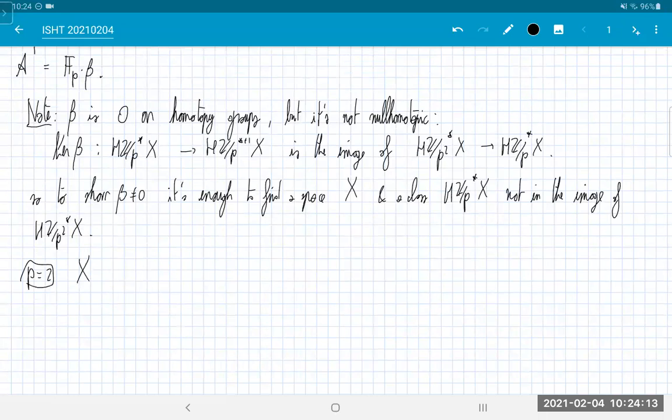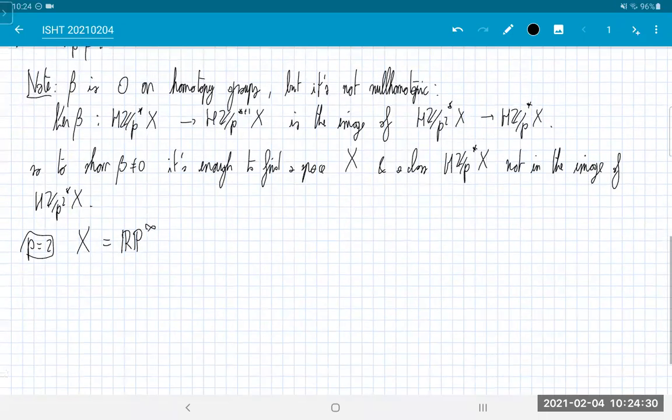Since it's simpler, you can take X some real projective space. Probably RP² is enough. Let's say RP infinity, because why not? Since we're at it, it doesn't really matter which one we take. And then you can check the reduction: H^1(RP infinity; Z/4) is 0, but H^1(RP infinity; Z/2) is Z/2.